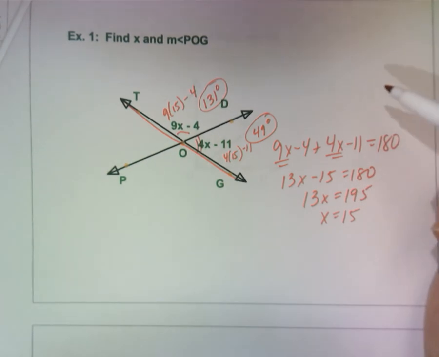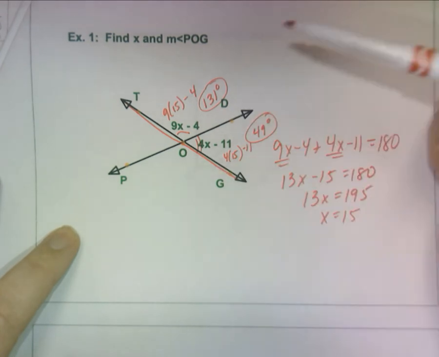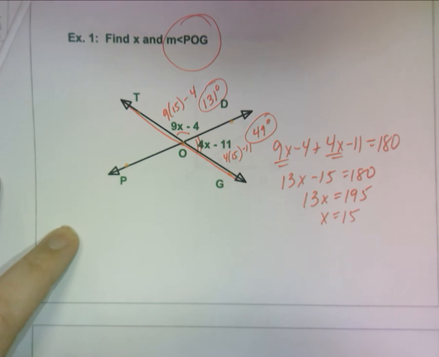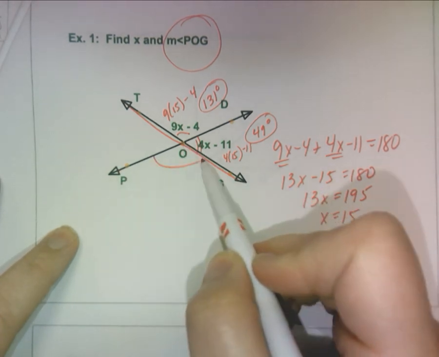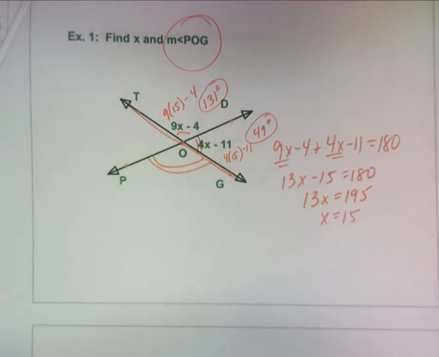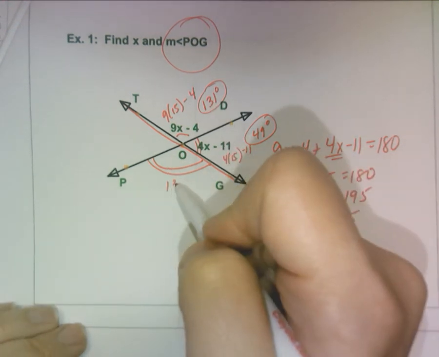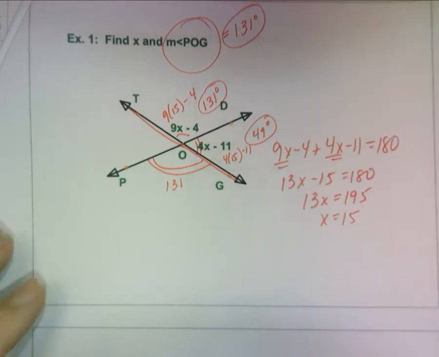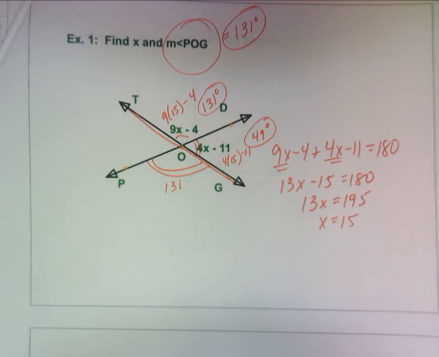Now remember, always go back and answer the question. The question didn't ask you to find angle DOT. It didn't ask you to find angle DOG. It asked you to find POG. P-O-G. That guy. Well, what's that vertical to? It's vertical to the 131. So POG is 131 degrees. Make sure you draw that and have that down. If you don't, pause the video.